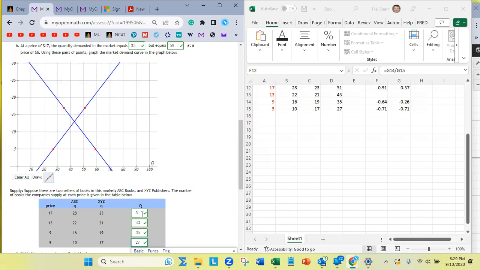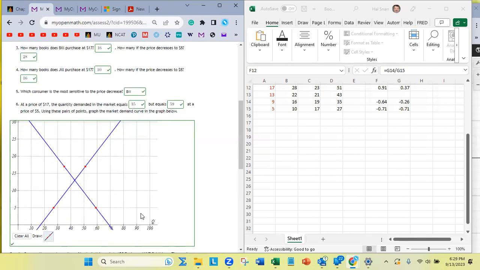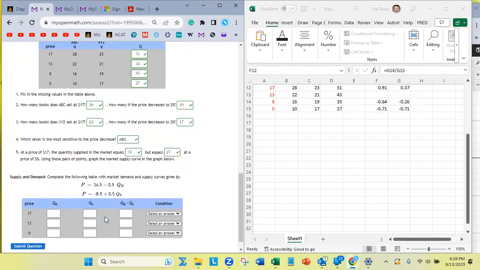Let's see if we got it right. Hopefully we got it right. Oh, we got it right. Okay, so that was a struggle. So we have the supply curve, upward sloping. We have the demand curve, downward sloping. And we're almost done. We only have a few more things to do here.